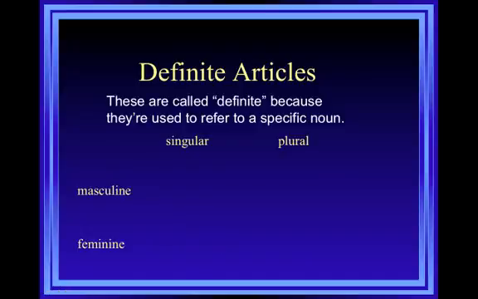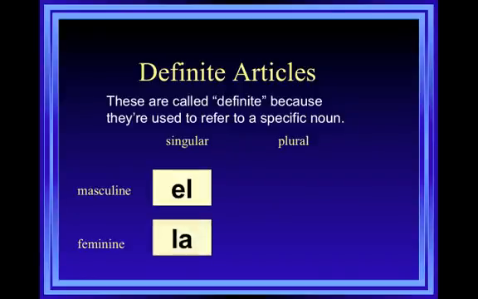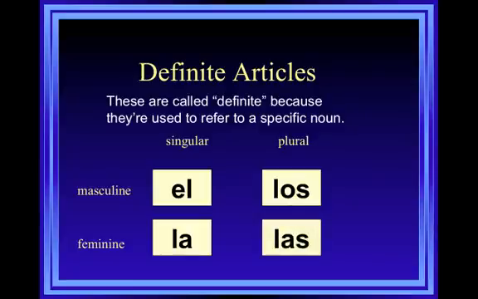Now we can move on to discussing definite articles. These are called definite articles because they are specific things. This is an example of I need the pencil on the table. Not just a pencil at random, but I need a specific pencil. And here they are in Spanish. El, la, los, and las.